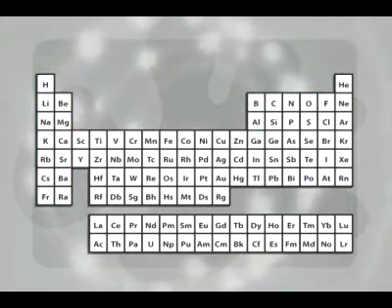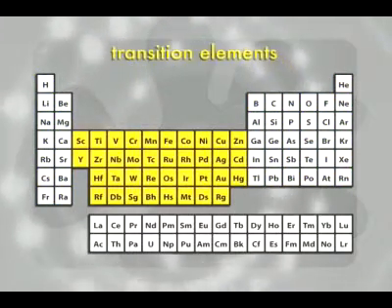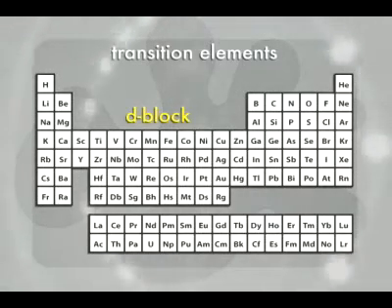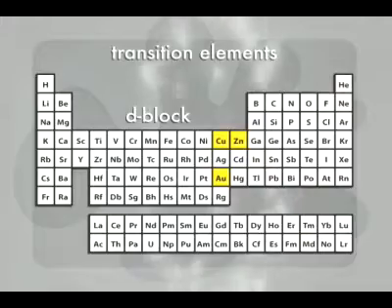a minute. Between the main group elements are the transition elements, or D block. They're less common than the main group elements, but still include lots of common metals like copper, gold, and zinc.